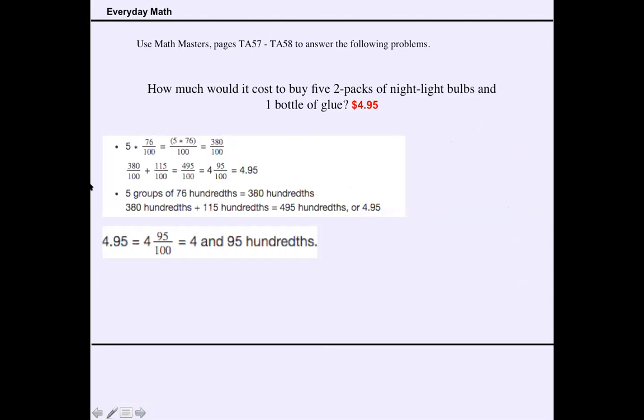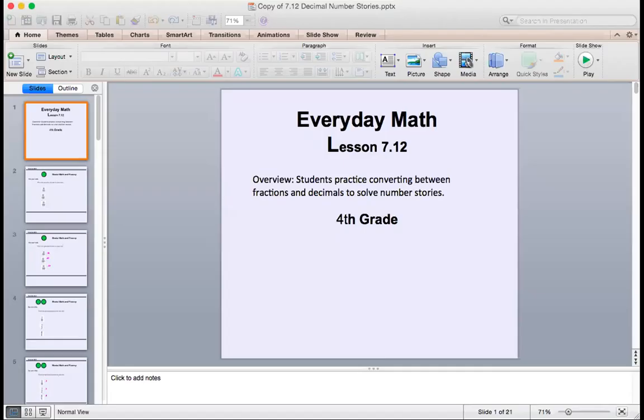Okay, $4.95. This is what we did. This is it in words. So please go back and look at the different strategies. All right, that's it. So please ask myself, Mrs. Kempen, Mrs. Coe, if you have any questions. Remember that for this lesson, the whole was $1, and we were focusing on going back and forth between fractions and decimals to solve number stories, and there are many different strategies to solve each number story.